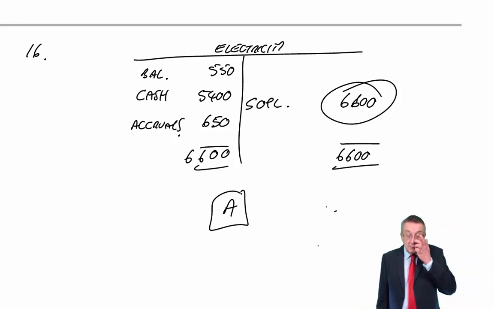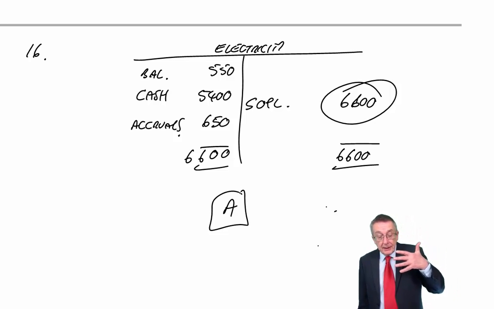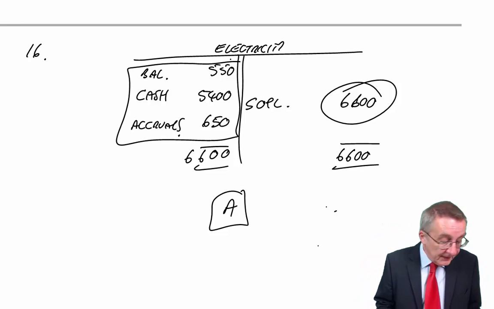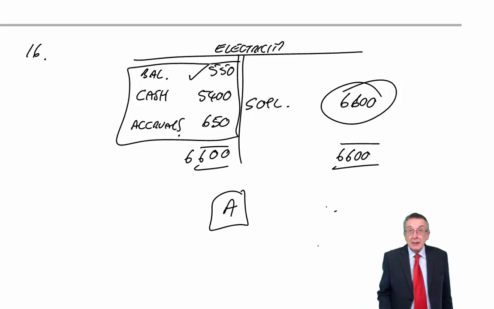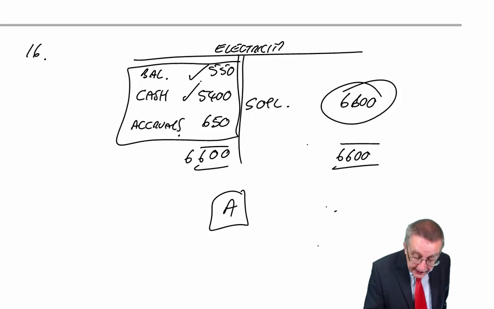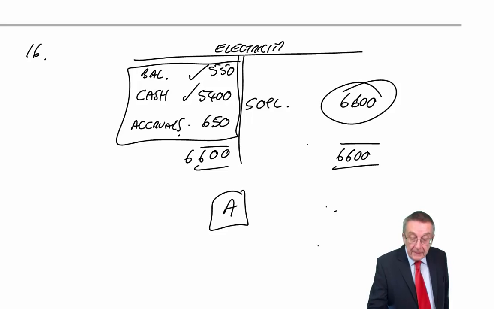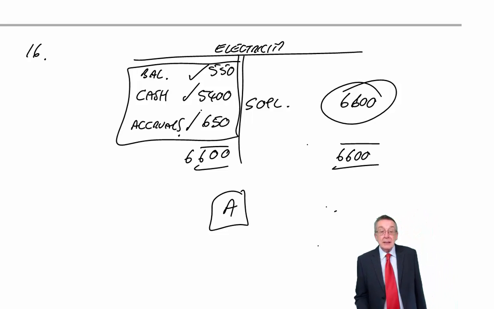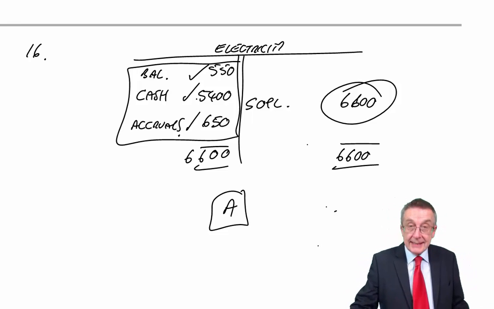Now, as I keep repeating, and I'm sorry, it doesn't matter which way you do it, you don't actually need a T account at all. If you're prepaid last year, you've paid 550, which was this year's expense. This year we did pay 5,400 cash, but also there's 650 we'd used, but we haven't paid, and therefore was owing. So whichever way you think about it, the answer is A.